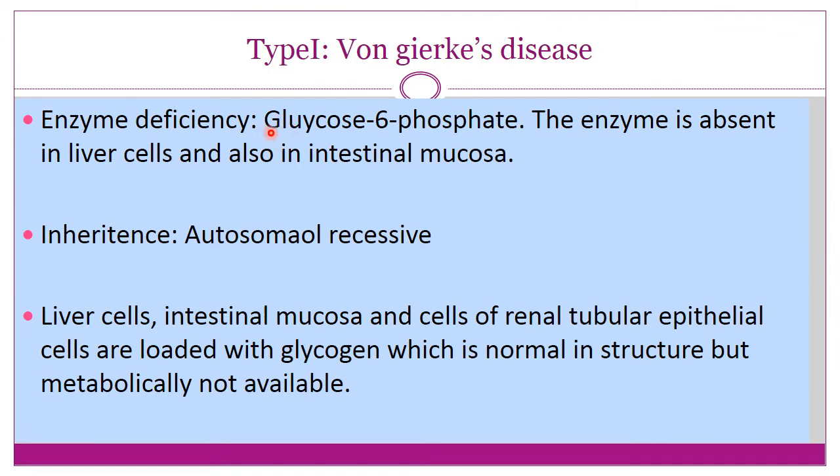Now the enzyme deficiency, we know it is glucose 6 phosphatase. We revise here that glucose 6 phosphatase is deficient and it is absent in liver cells and also in intestinal mucosa. And inheritance, we have seen, is autosomal recessive. So out of these 6, 5 are autosomal recessive, only one is dominant. Deposition takes place in liver cells, intestinal mucosa, and renal tubular epithelium, and the glycogen is normal in structure but metabolically not available.